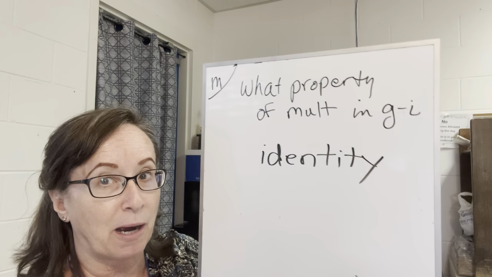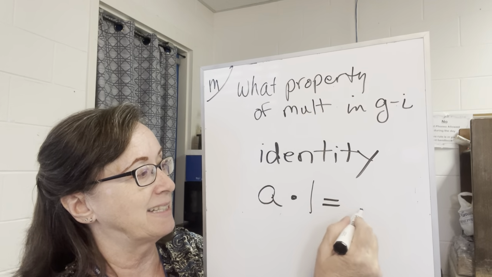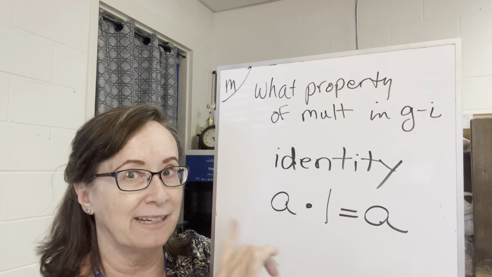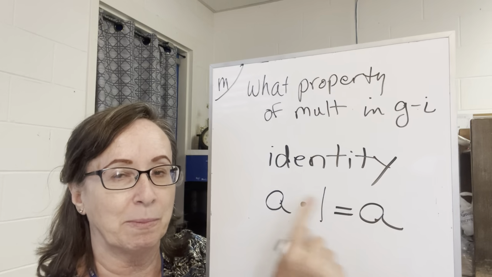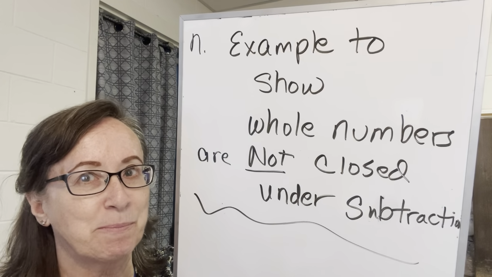And the identity property of multiplication says A times 1 is still A. And since we multiplied by 1 in a different form, it didn't look like A, but it still had the value of A. Okay, this is our last practice.